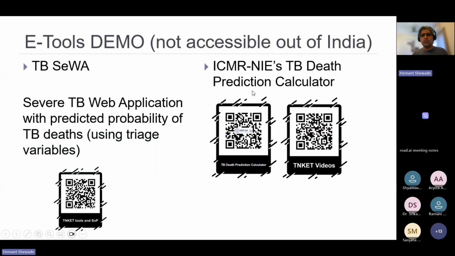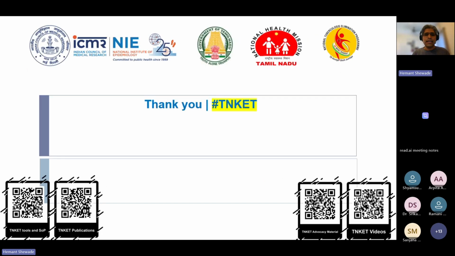Those interested, this TB death prediction calculator is not part of the 4 QR codes. You may please scan this QR code. And in these TN-KET videos, the first video is the video launch of the ICMR NIE's TB death prediction calculator by our director, Dr. Manoj Murhekar. And at the end of that video, you see this TB death prediction calculator. It is free for use by states, free for use by anybody who manages TB patients. Using simple variables available at diagnosis, an appropriate model can be selected and a call can be taken for inpatient care. That's it from my end. Over to you, Shan.